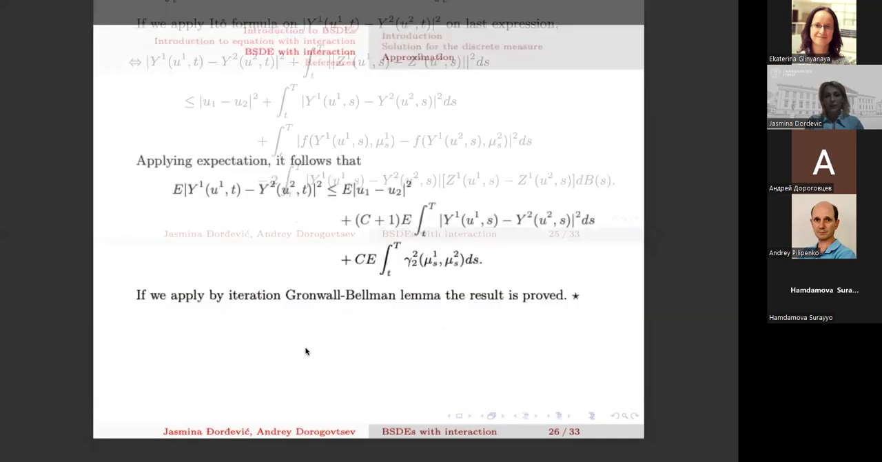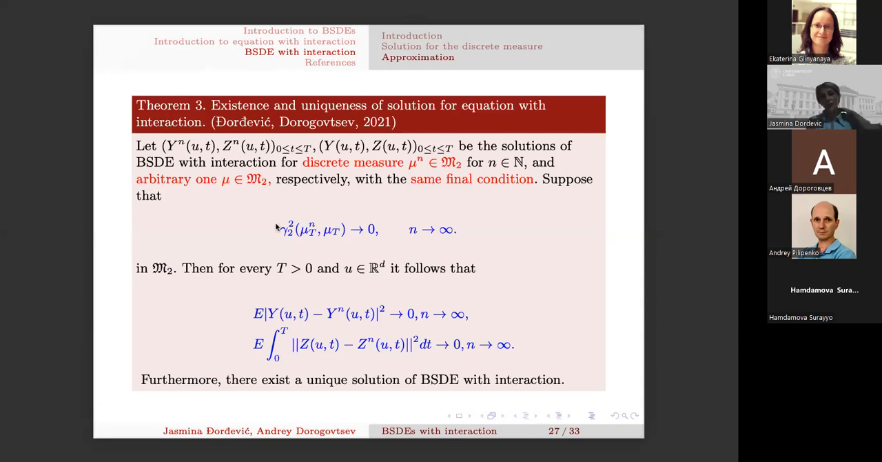So the main theorem is Theorem 3, which at the same time gives the approximation of any final measure mu_T. We approximate it with discrete measures mu_T^n in the sense of Wasserstein distance of order 2. As a consequence of these approximations, if (U^n, Z^n) are a pair of solutions of BSDE with discrete final measures mu_T^n, and (U, Z) is a pair of solutions of BSDE with respect to any final measure and any final condition, then these convergences hold. This is actually equivalent to the statement that we have a unique pair of processes which satisfy BSDE with interaction.